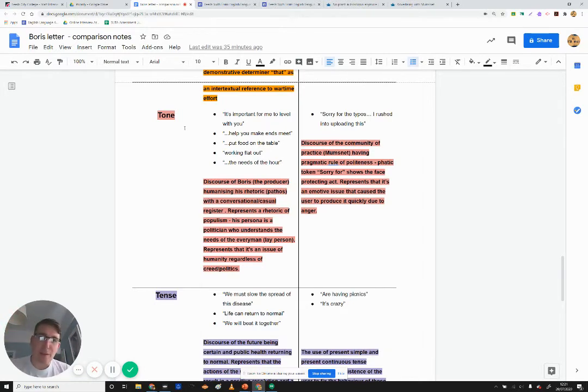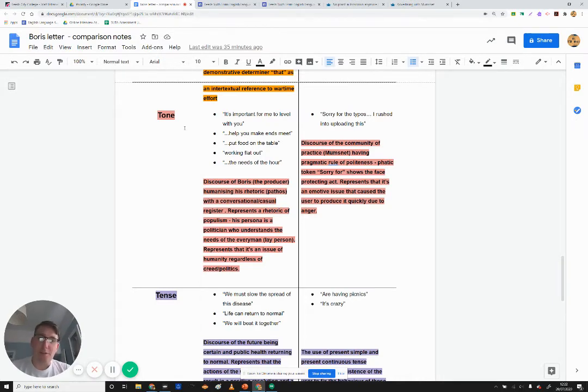So what can we say about that in terms of discourse? We can say that in the first text, Boris, as the producer of this text, whether he wrote it himself 100% or whether he had a team of letter writers, it doesn't matter, we just refer to him as Boris. He's trying to humanize himself in his rhetoric. So we're talking about pathos again, we're talking about emotion and ethos, because it's about, do we trust, how trustworthy is Boris as a speaker or a writer, with this conversational or casual register.